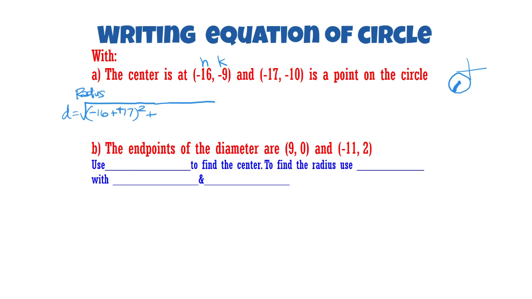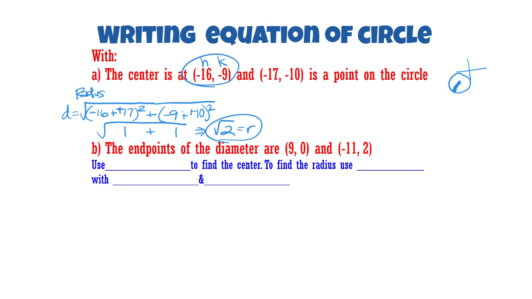And now I'm going to do the same thing with my y. So let's add the y's. You got to do it in the same order. Negative 9 minus negative 10 squared. This is going to play out nice because that's going to get me a negative 9 plus 10. That's just a 1, and 1 squared is 1. And over here, I got the same deal. Negative 16 plus 17, that's a 1. 1 squared is 1. So I'm going to land at the square root of 2 for my radius.